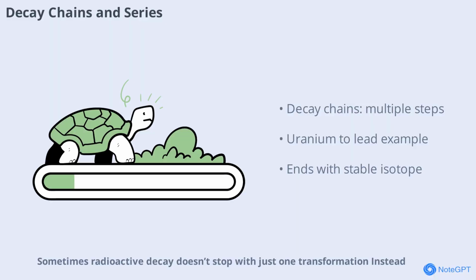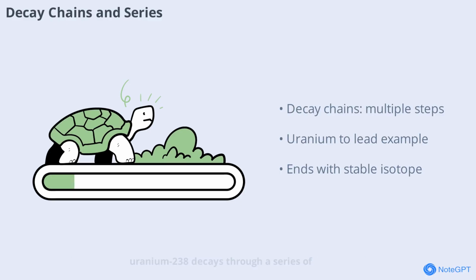Sometimes radioactive decay doesn't stop with just one transformation. Instead, the product of one decay can itself be radioactive, leading to a series of decays known as a decay chain. For example, uranium-238 decays through a series of steps before finally becoming stable lead-206.